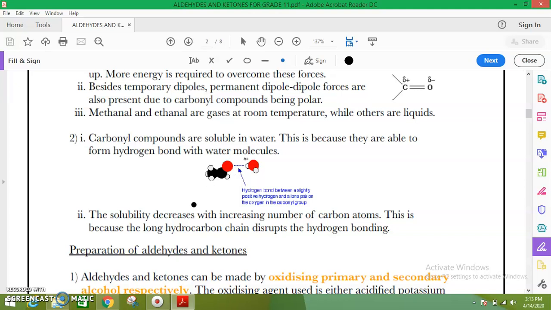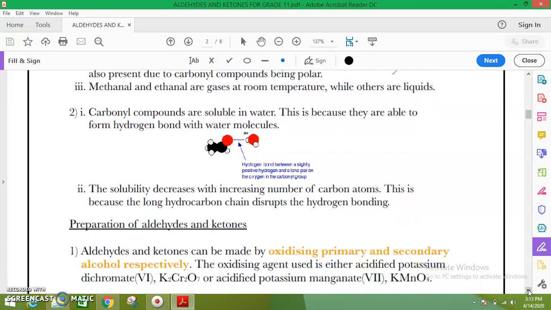The solubility decreases with increasing number of carbon atoms. This is because the long hydrocarbon chains disrupt the hydrogen bonding. When you put more carbon atoms, hydrogen bonding is very difficult to set up. That's why their solubility becomes very less. These are the physical properties.